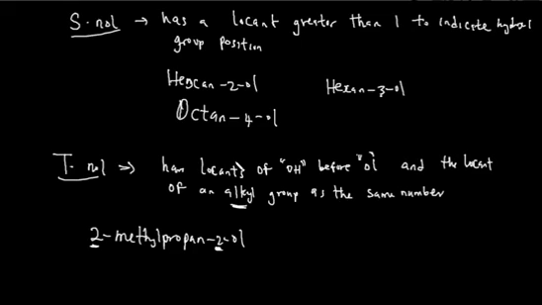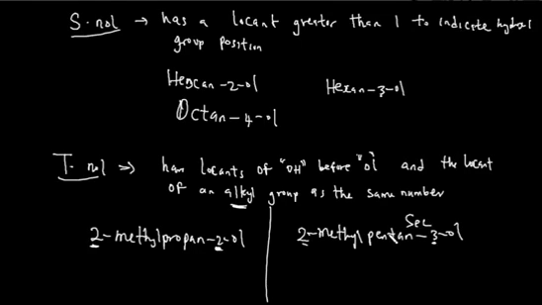Let me give you another example. What about 2-methylpentan-3-ol? Is this tertiary? Think again. If it is tertiary, the number of the alkyl group will be the same as the number of the -ol. Are they the same here? No. So is this tertiary? No. It is secondary.